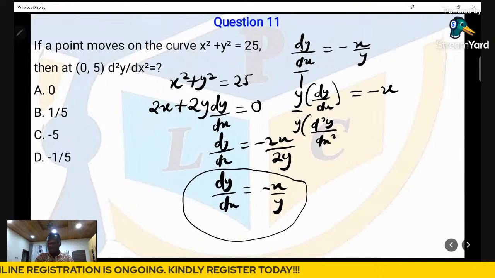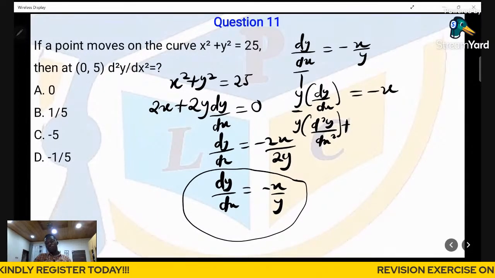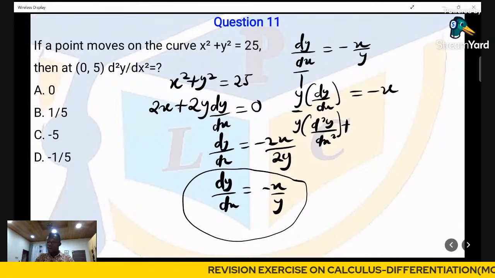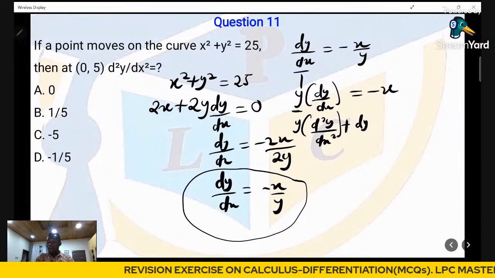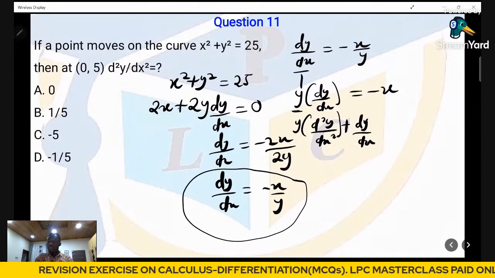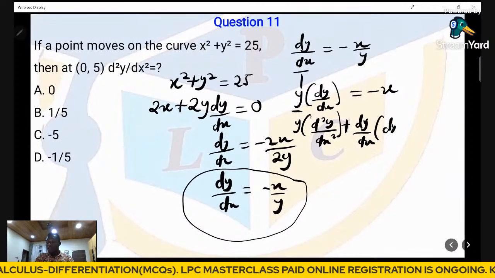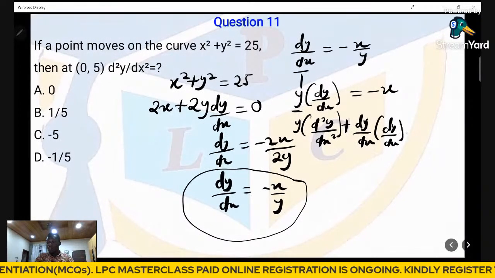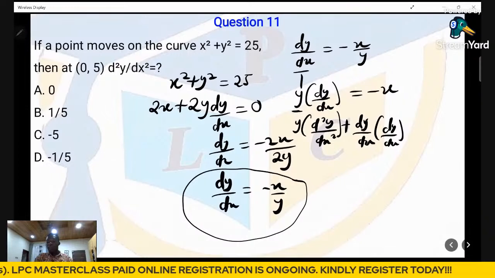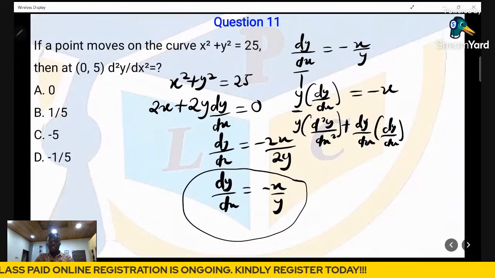Plus, once I'm done with the differential of dy over dx, I'll come and hold dy over dx and differentiate y. So I'll have my dy over dx, and I'll differentiate y. The differential of y is going to result to dy over dx. So I have here dy over dx, and I'm done with the left hand side of the equation.